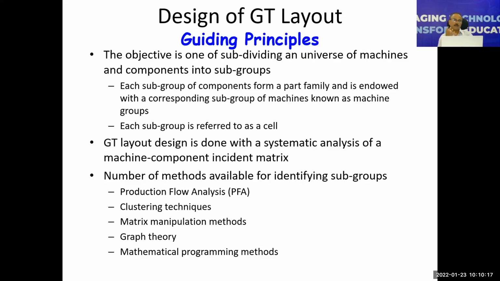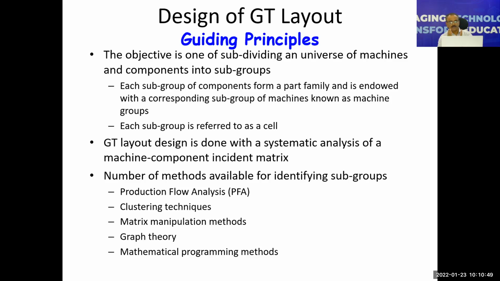Okay, so whatever the products or the components that have a similarity, those can be combined and formed as a part family. Then whatever machines are required to process that part family, we can form a group of those particular machines so that a particular group of machines will be allocated to that part family. So each subgroup of the components forms a part family and is endowed with a corresponding subgroup of machines.